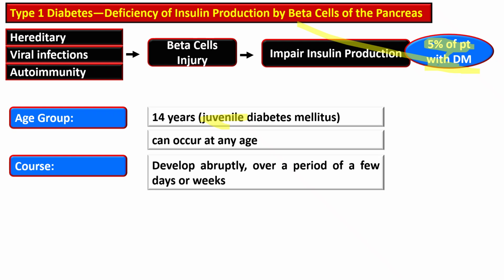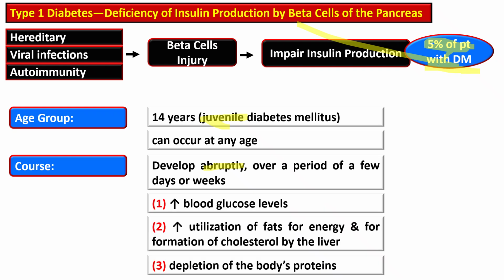This affects about 5% of the patients with diabetes mellitus. It commonly begins at the age of 14 years, hence it is termed juvenile diabetes mellitus, but it can also occur in adults due to pancreatic damage. It typically has an abrupt onset. Symptoms develop within days or weeks. The key pathologic effects are increased blood glucose, that is hyperglycemia, enhanced fat breakdown for energy and increased cholesterol formation by the liver, and protein depletion due to increased catabolism of protein.